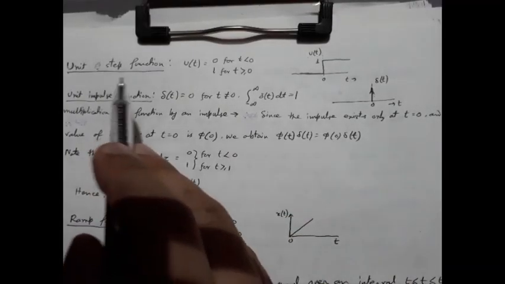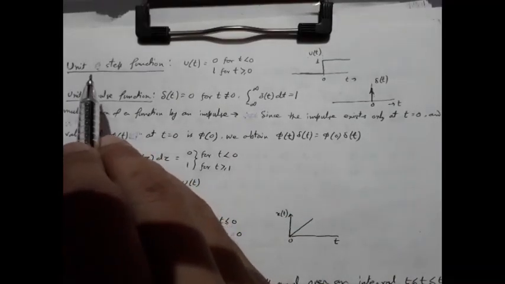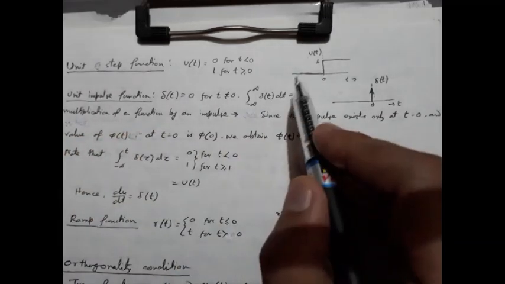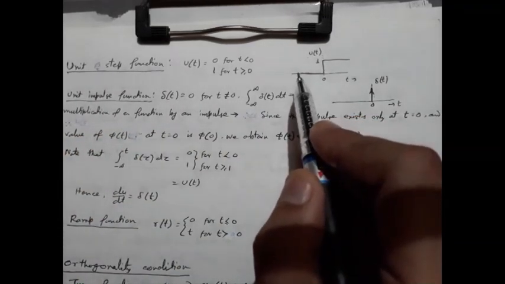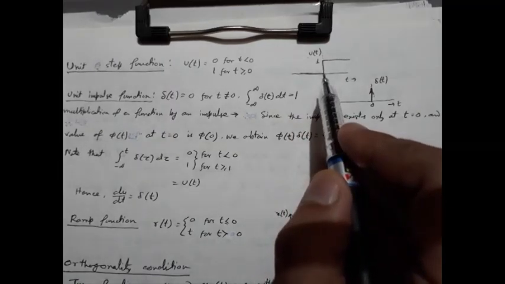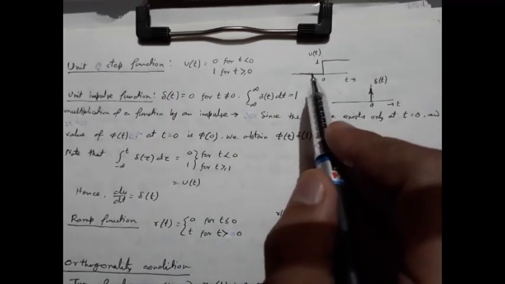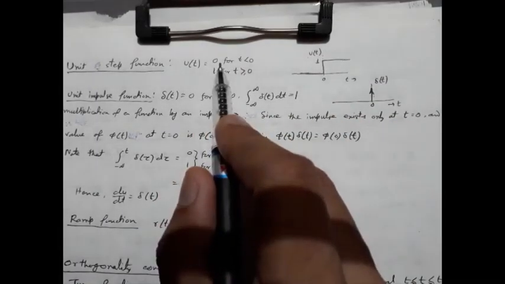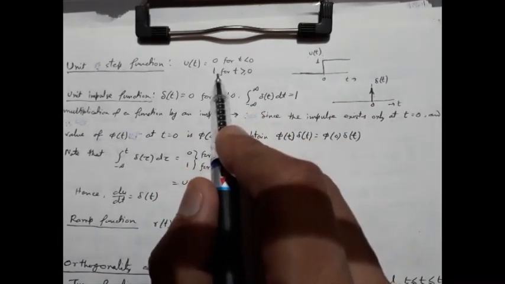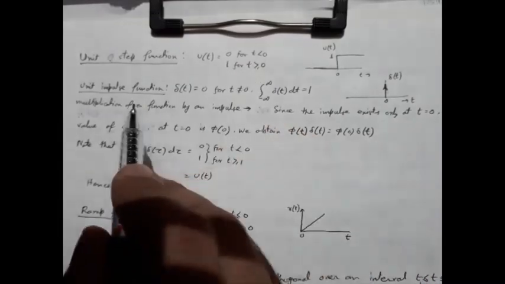Now let us see some common types of signals. One is the unit step function. So unit step function u(t) can be drawn in this way. The value is 0 when time is negative, value is 1 when time is positive. So u(t) equals 0 for negative time, u(t) equals 1 for positive time.